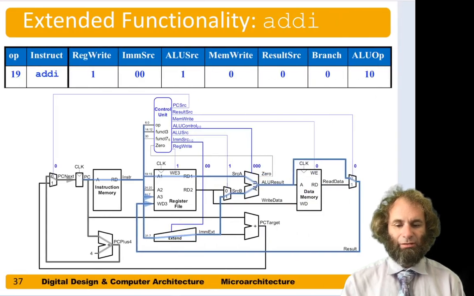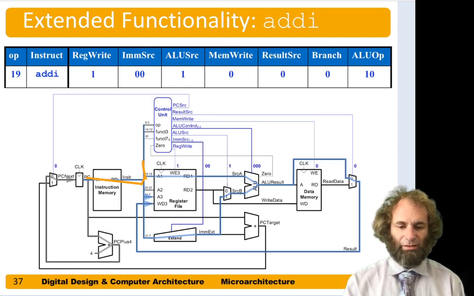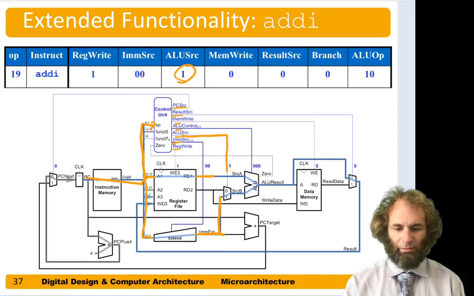So here's our full data path with that immediate. We start with the program counter. Following this blue line, we read out the instruction. We send the instruction up to the control unit to generate our control signals. The register file reads source 1, and we also send the immediate down to the sign extender that extends the I-type immediate. ALU source is 1, so we choose the second source, source B, from the sign extender.